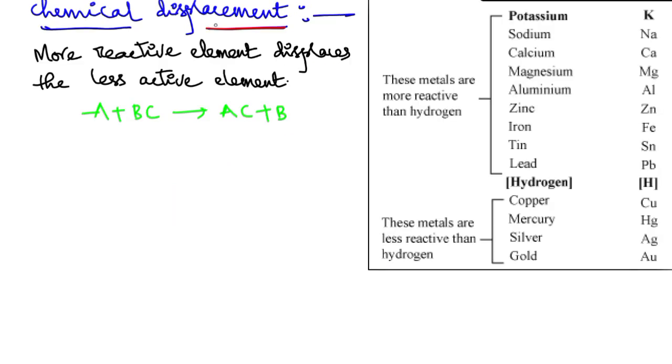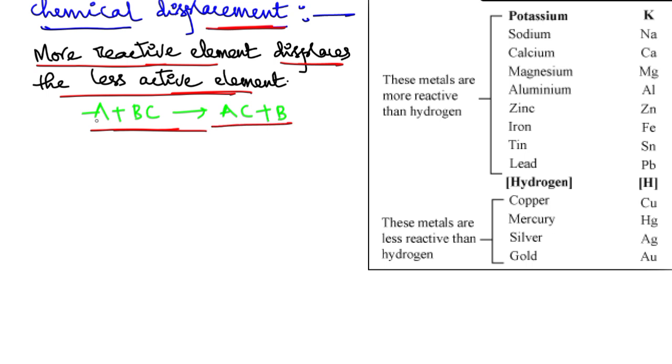Chemical displacement reaction. In these reactions, the more reactive element displaces the less reactive element. This is the general formula for that. A plus BC, these are the reactants, and AC plus B is the product. A plus BC, here A is more active compared to B. So A combines with C forming AC and B is displaced in this reaction. This type of reaction is called chemical displacement reaction.